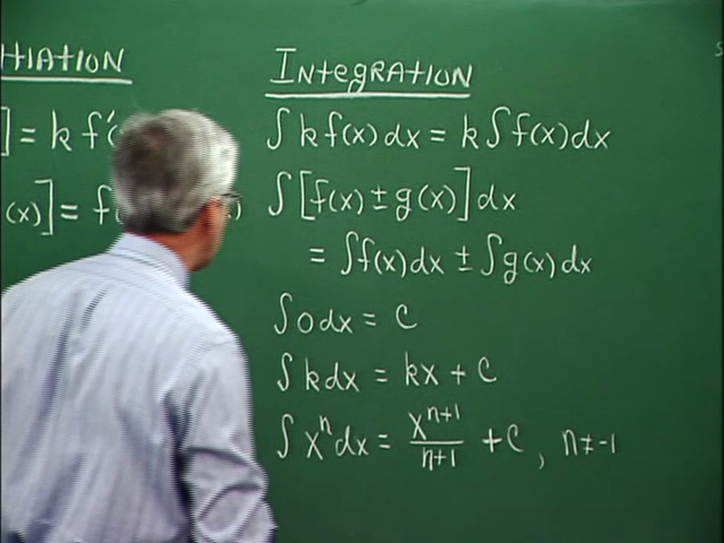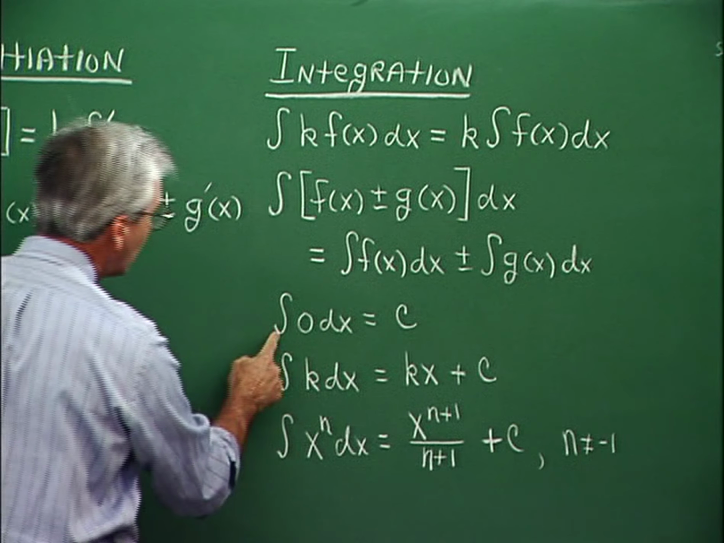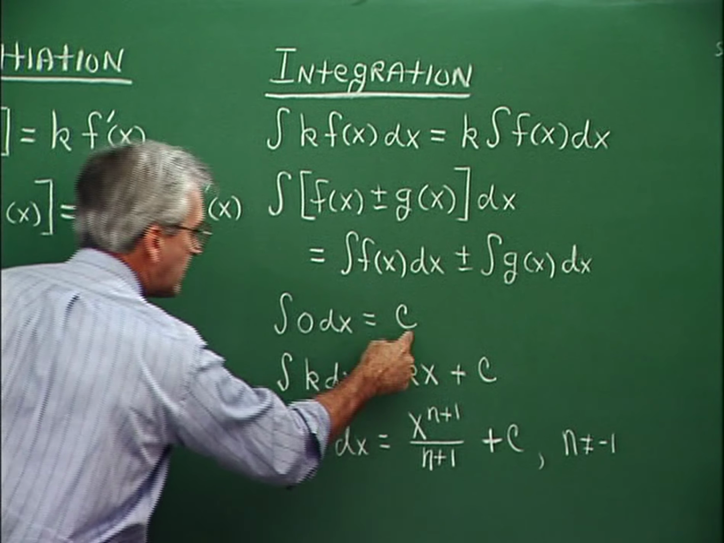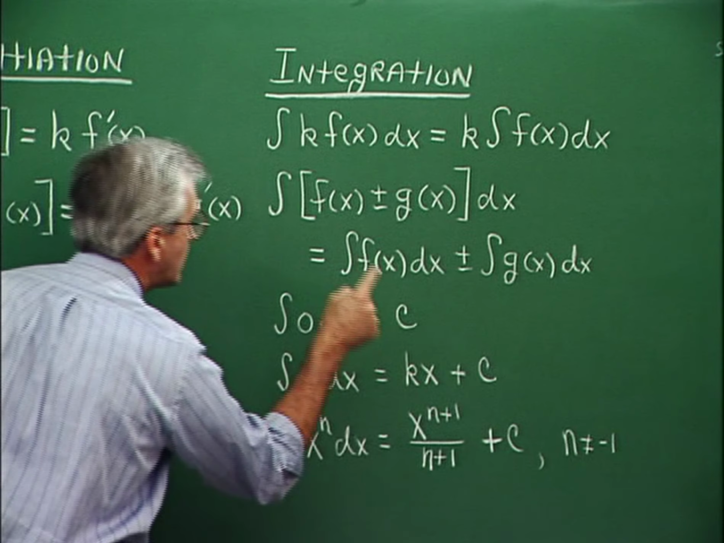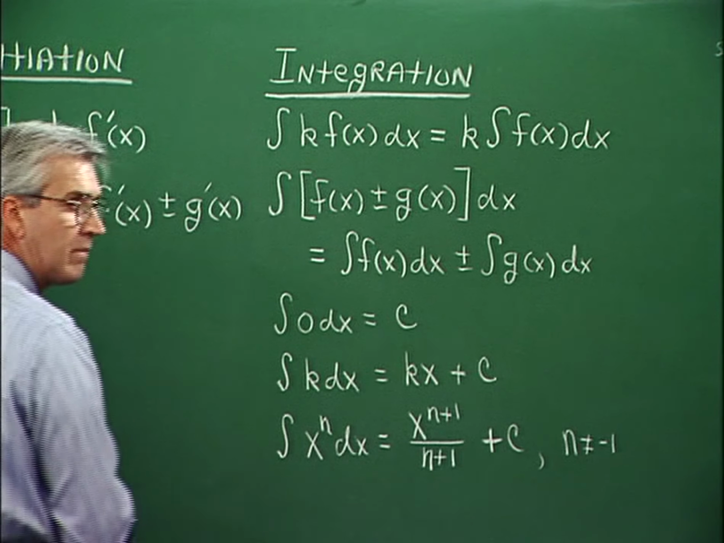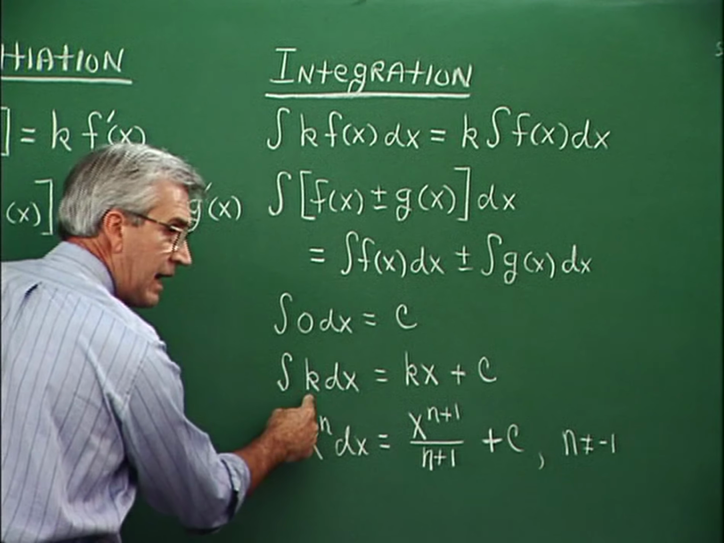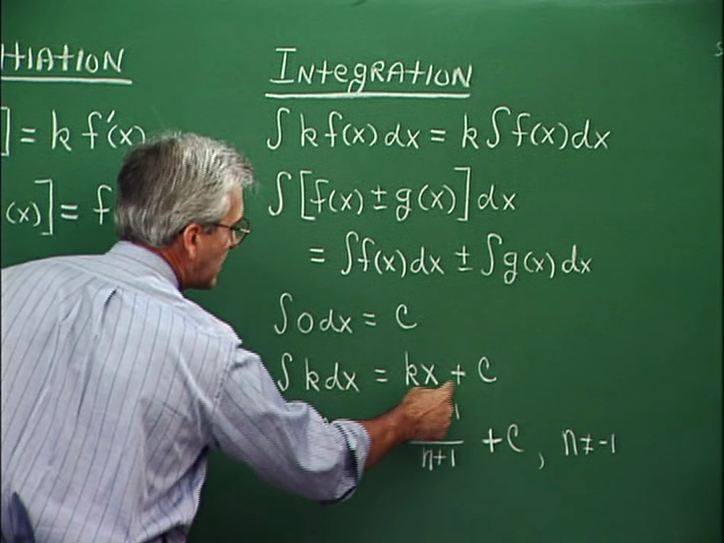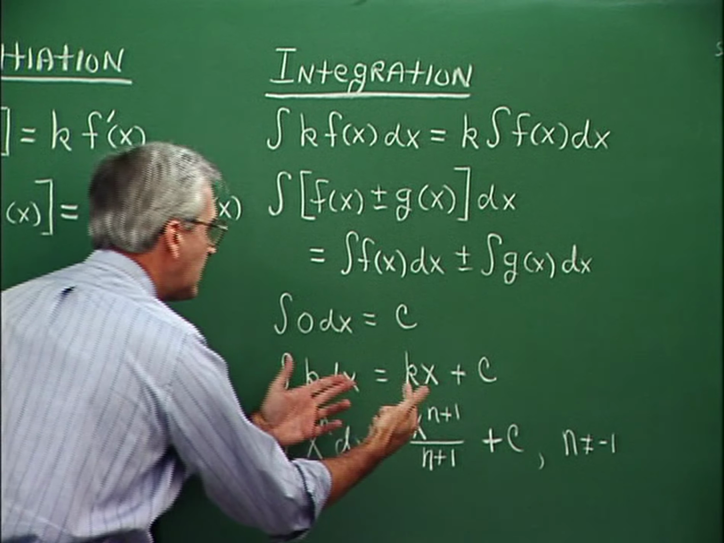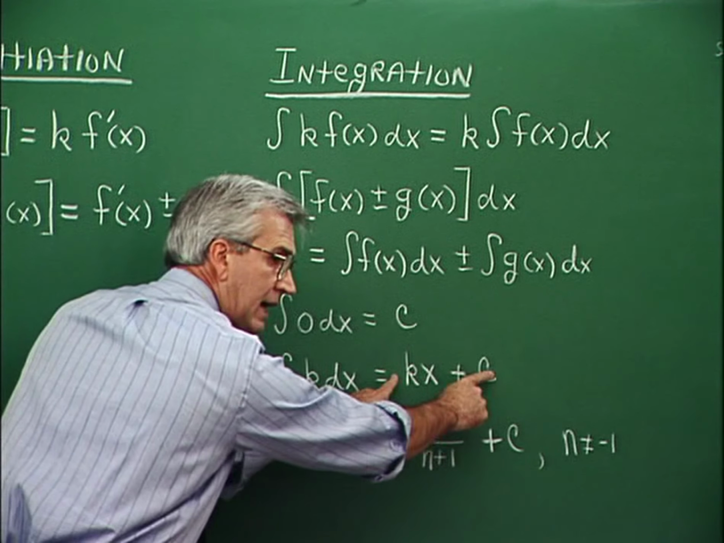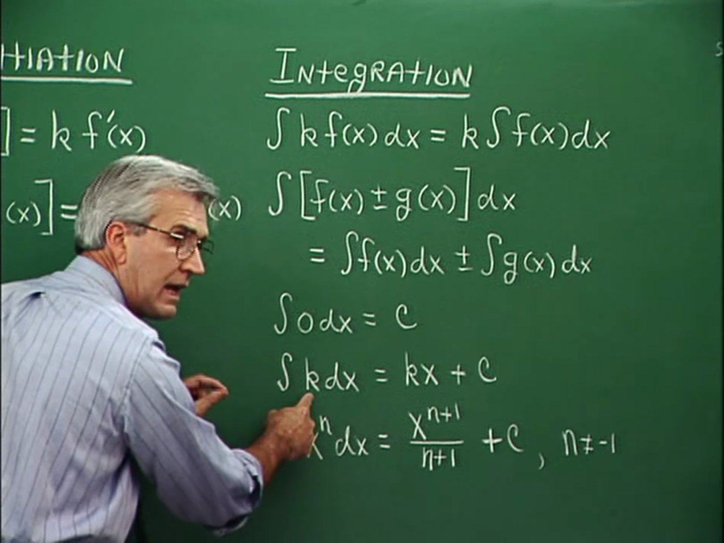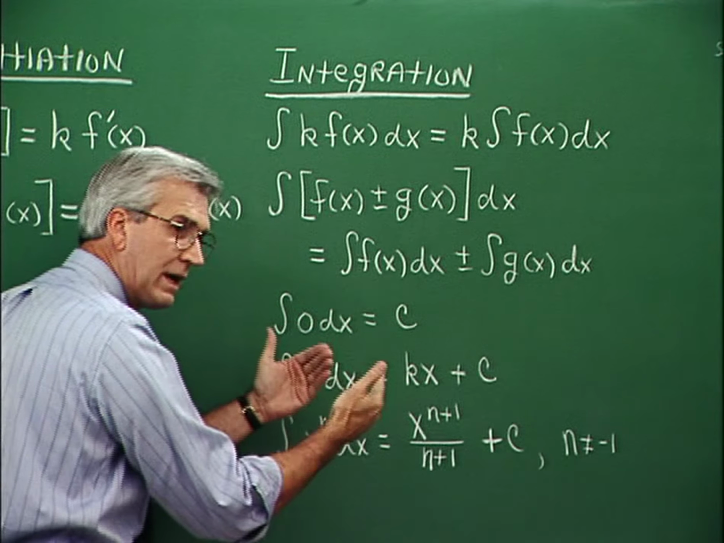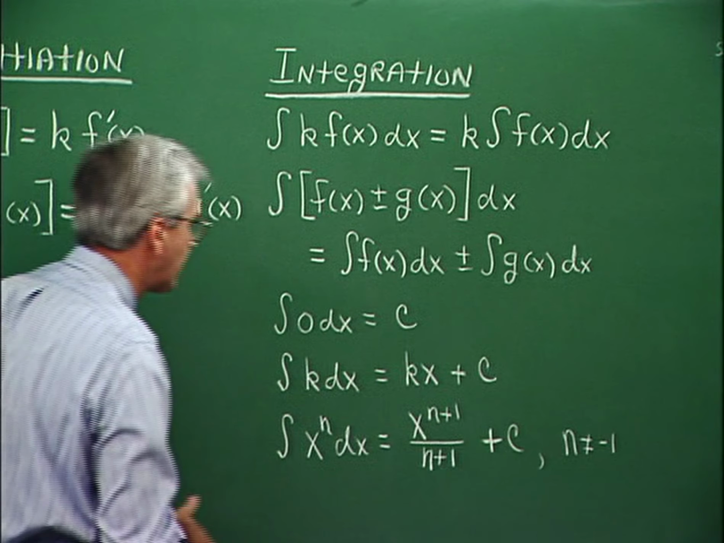Now, here are some specific ideas. The integral of 0 dx is simply c, a constant, because the derivative of the constant is 0. The integral of a constant k with respect to x, or dx, is k times x plus c, and it is because the derivative of kx plus c will give k. You see, we can always check this idea of integration by performing the task of differentiation.